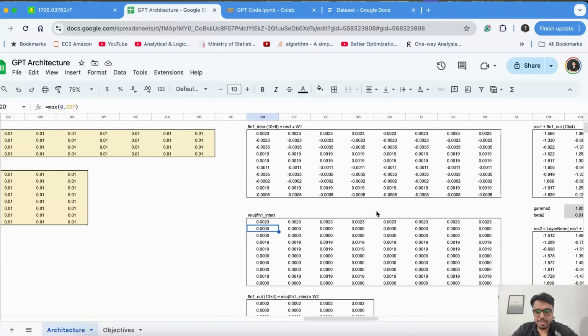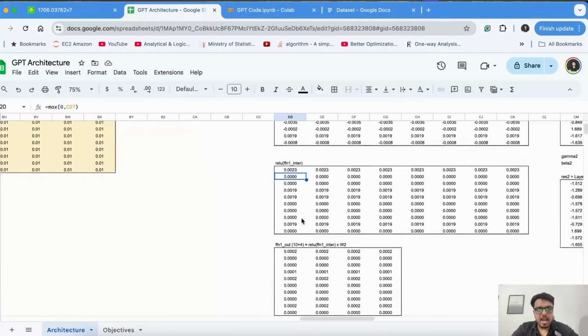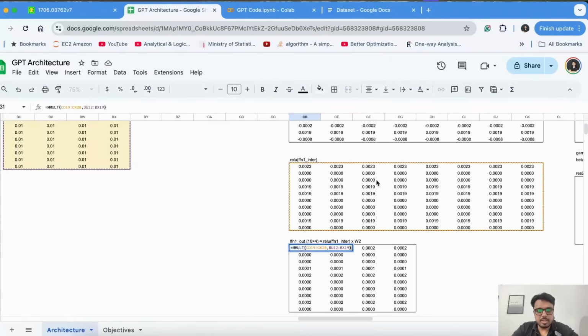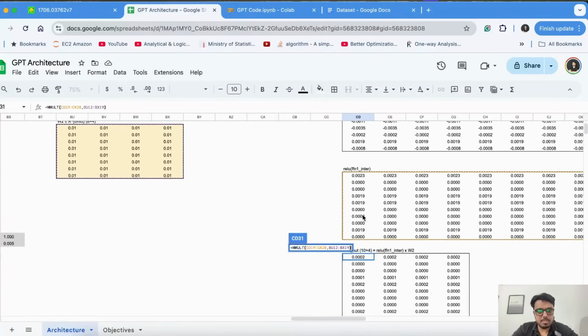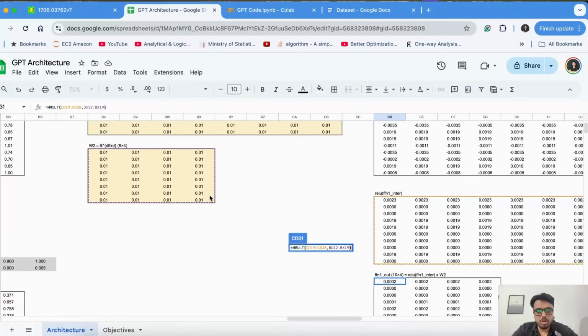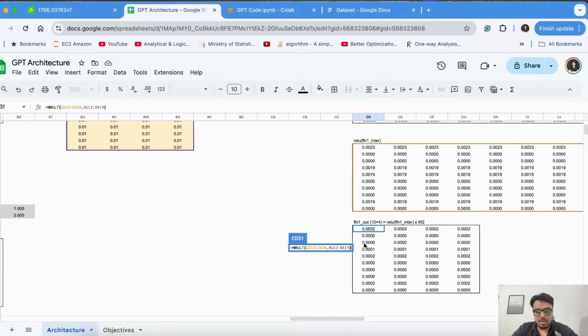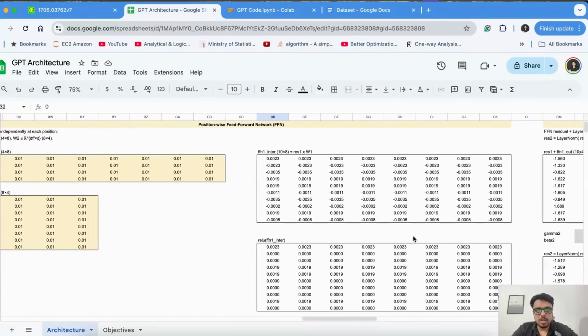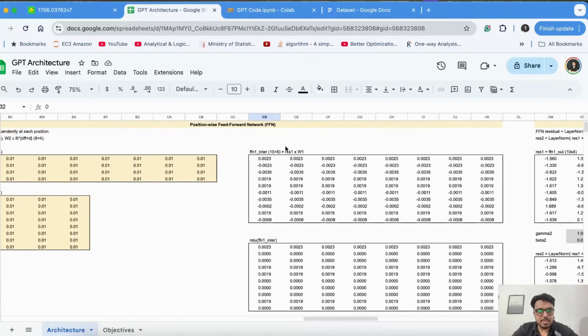So ReLU activation is applied across this entire 10 by 8 matrix, and finally this output matrix is multiplied with W2 and condensed back to its original shape of 10 by 4. So this is what effectively happens in a position-wise feed forward network.